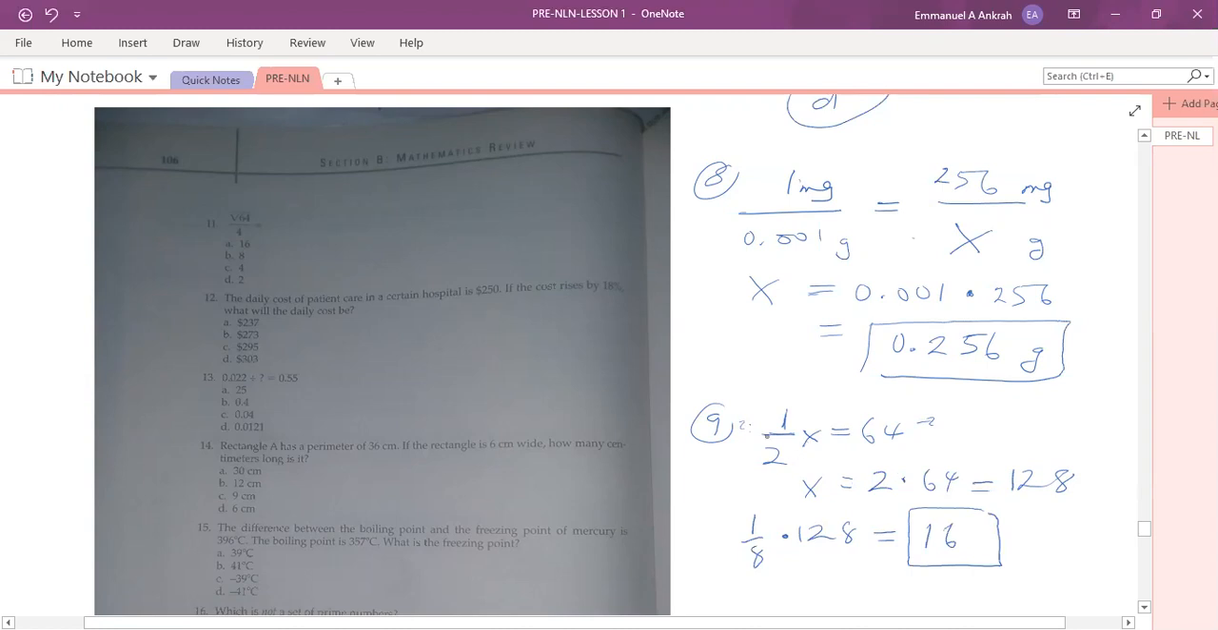1/2 of a certain number is 64. What's the number? The number is 128. It means 2 times this number to get X. We multiply both sides by 2. Okay, so answer is B.